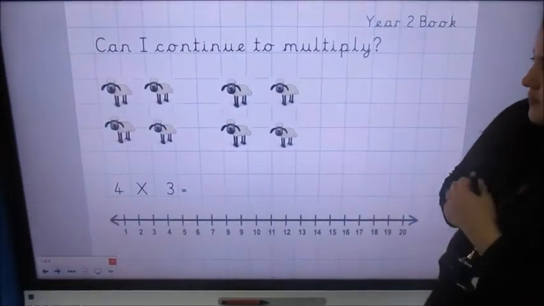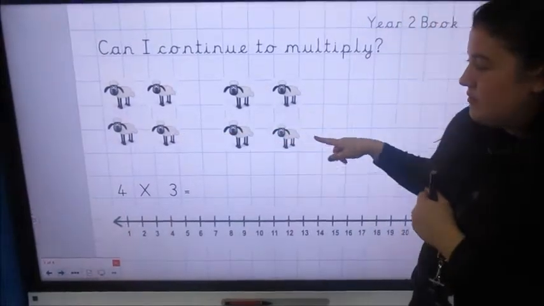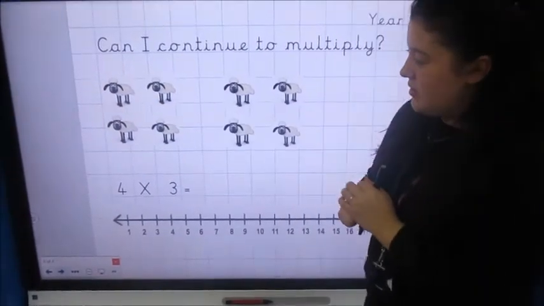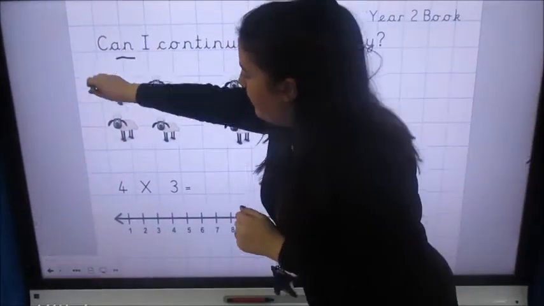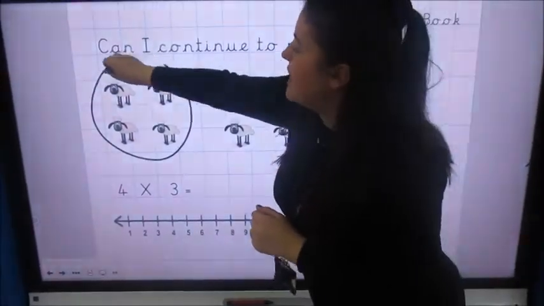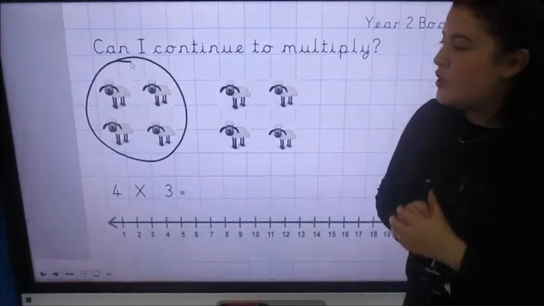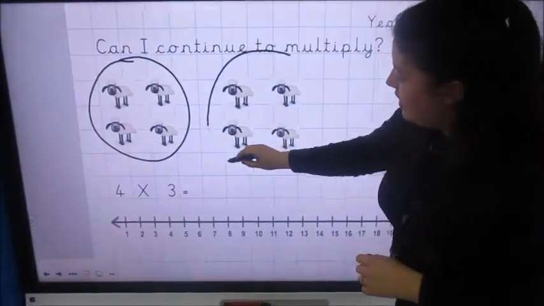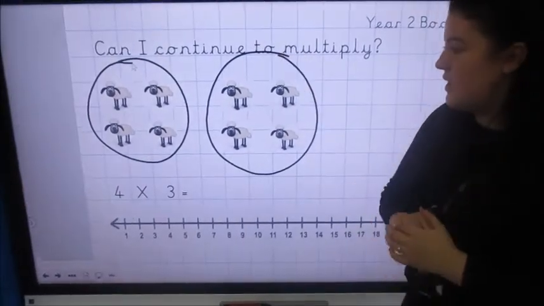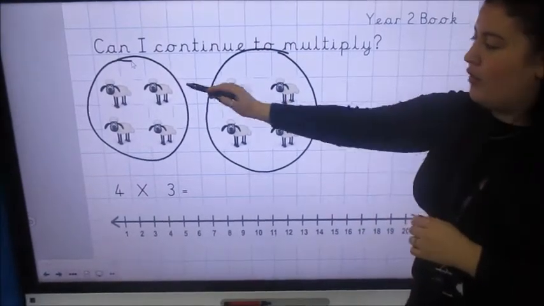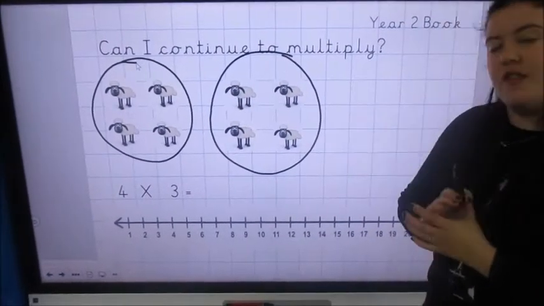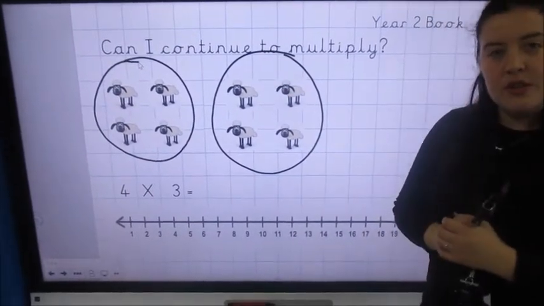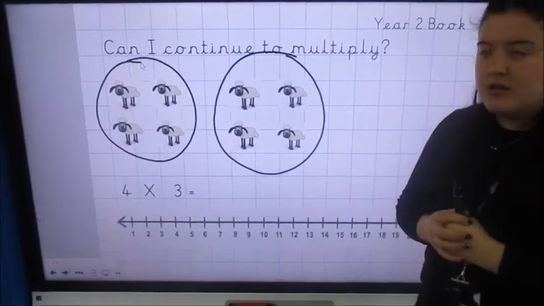So I've got some sheep here, and I've got 4 sheep over this side. So I'm going to group them. I'm going to group them together like that. 4 sheep in that group. And I'm going to put a circle around these sheep. Okay? I've got 4 in there, and I've got 4 in there. How many groups have I got? How many circles is there?